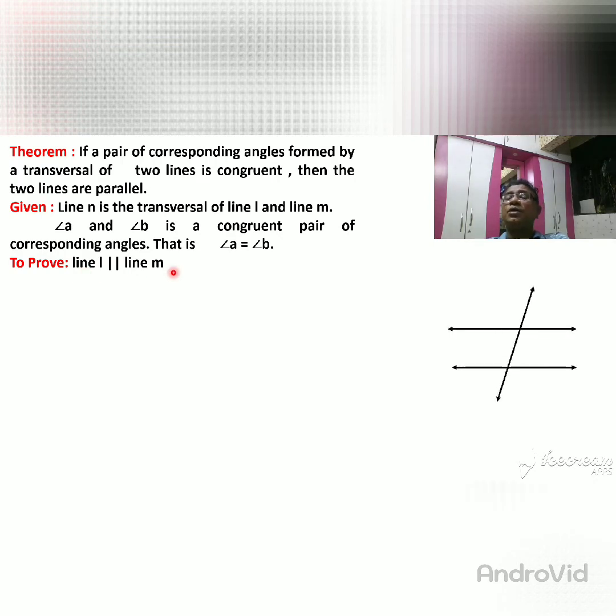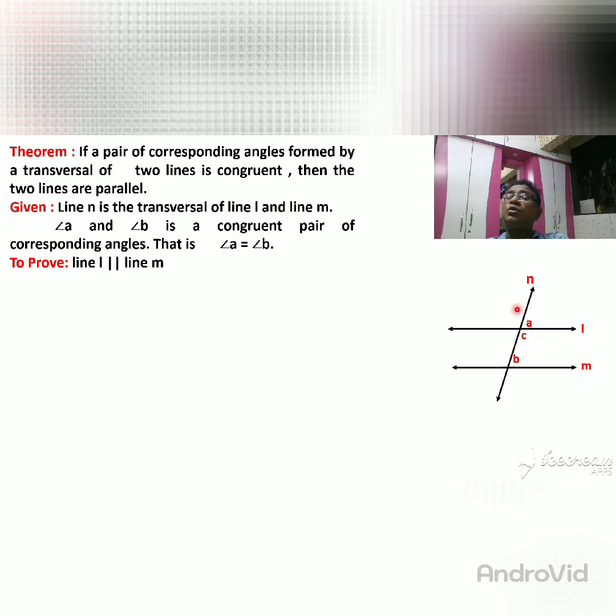So here we can draw the diagram. N is the transversal, this is line L, and this is line M. What you want to prove is that L is parallel to M. But what is given to you? It is given that two corresponding angles are congruent. So this angle A and this angle B are corresponding angles, and the corresponding angles are equal, as given. So here we say A and B are equal. You want to prove that L is parallel to M.